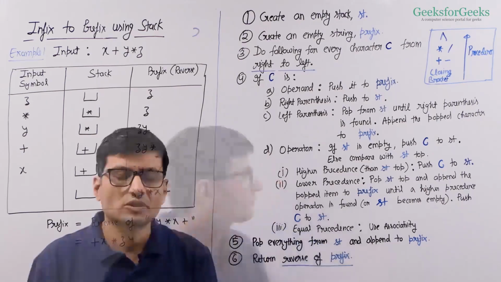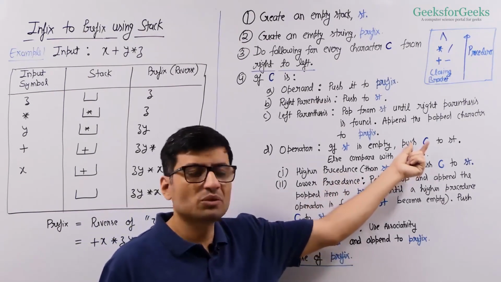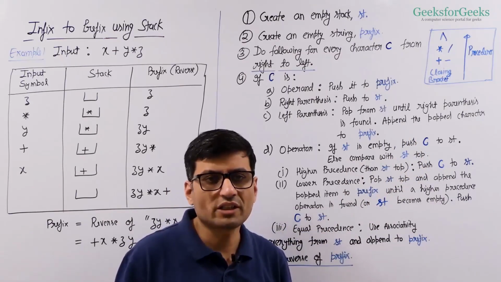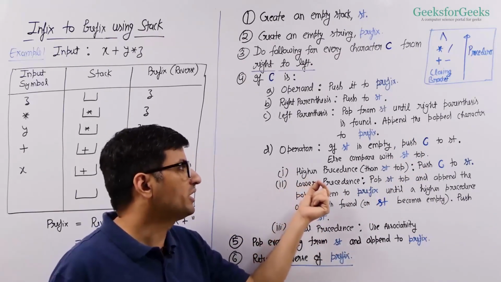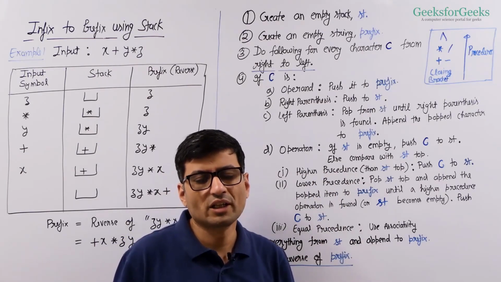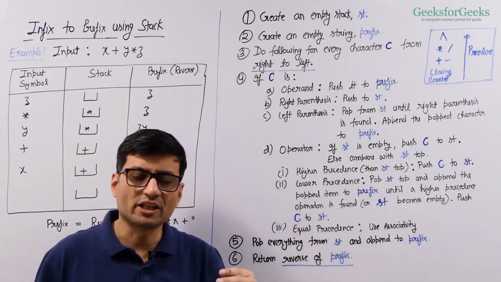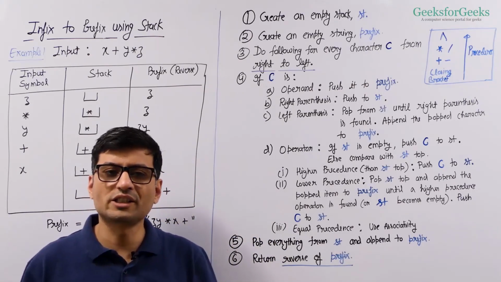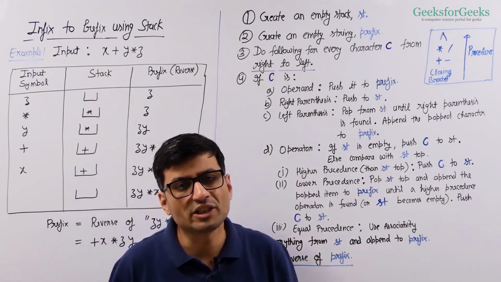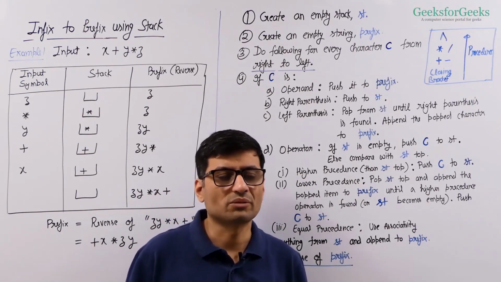then we are going to see a left parenthesis. So the conditions are, if stack st is empty, then we are going to push the current character into the stack. If stack is not empty, then we are going to compare this character c with top of the stack. And then we are going to have three cases. Character c has higher precedence than the top, character c has lower precedence than the top, or character c has same precedence as stack top.